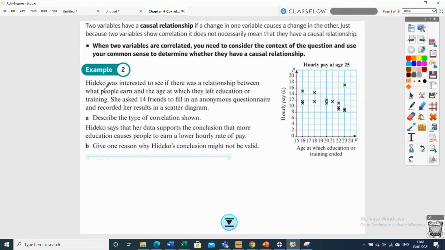Okay, so example 2, Hideko was interested to see if there was a relationship between what people earn and the age at which they left college education. She asked 14 friends to fill in an anonymous questionnaire and record the results in the scatter diagram. So here you've got what roughly looks like a negative correlation, but quite a weak negative correlation. Describe the correlation between the two shown. So for A, I'd write a weak negative correlation.